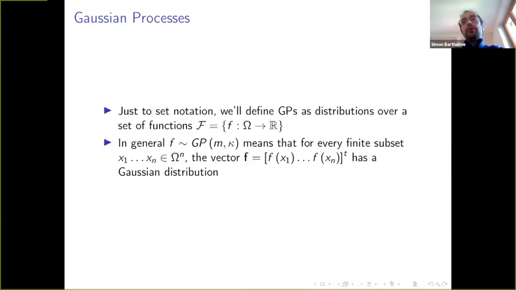Okay, so I'm just going to look now at Gaussian processes, and I'm going to define some notation first, and then I'll very, very roughly sketch what Gaussian process regression is and how it works, because I don't have much time.